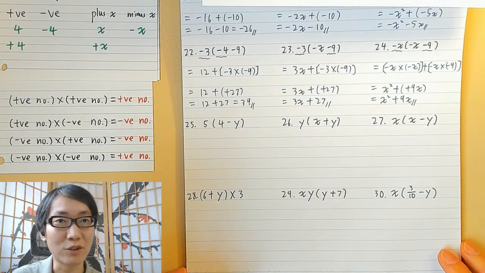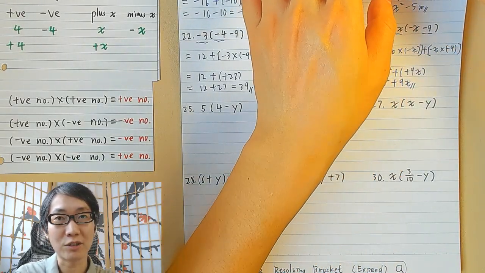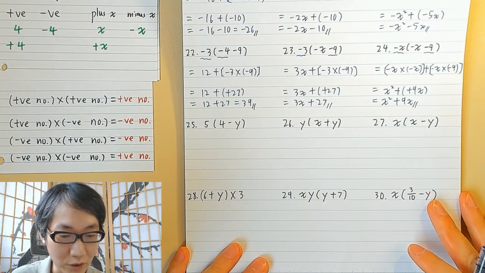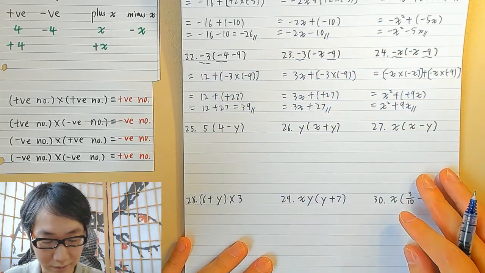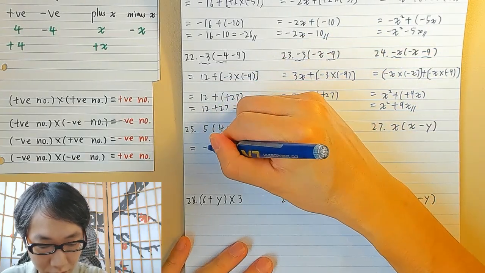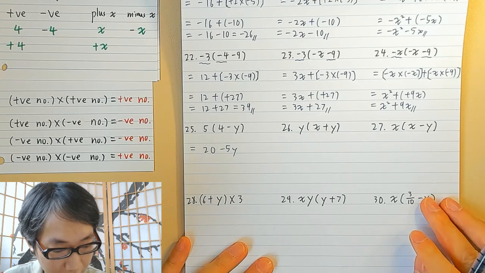So from this expression, I'll do it normally, without showing the extra steps, or we'll display all the steps. So this is equal to 20 minus 5y. Okay.